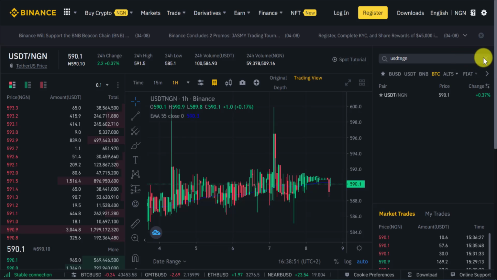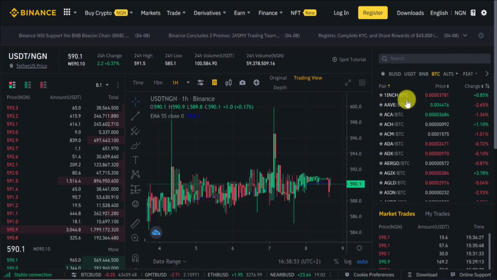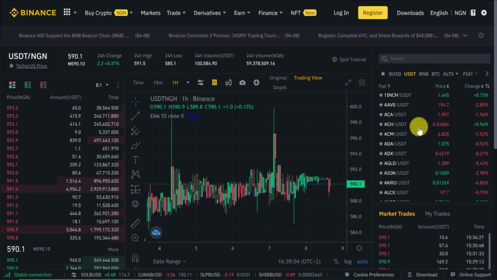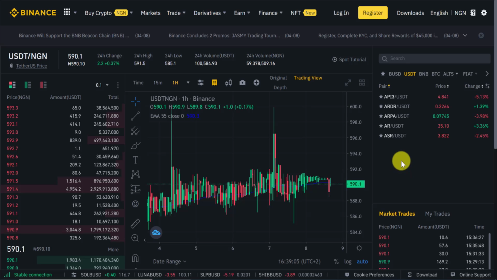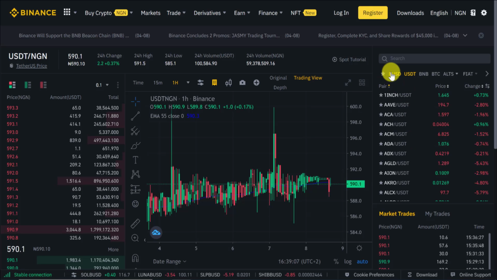Another thing, the pairs here, if you want to check them based on the base asset, you can click on USDT here, and it will show you all those pairs that involve USDT. You click on BUSD, it will show you. But if you know what you're looking for, just click here and search it out.